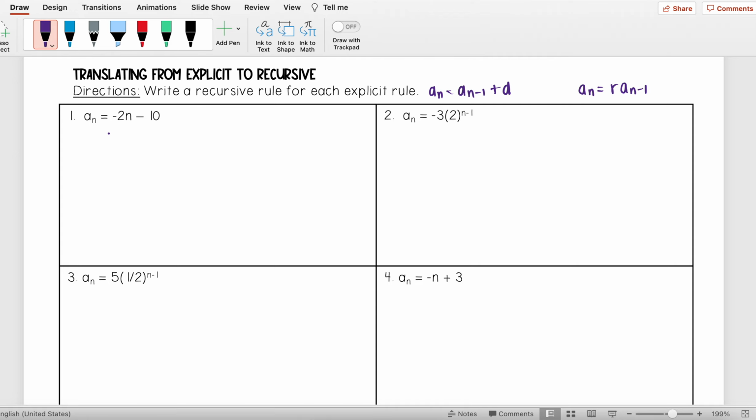So looking at number 1, I have AN is equal to negative 2n minus 10. And so I see that this one is arithmetic, so first I need to find what A1 is, because I know it's going to be the first part of my recursive rule. So to find A1, I just need to plug in 1 for n. And so I have negative 2 times 1 instead of n. So I have negative 2 minus 10. And so I get that A1 is equal to negative 12. So I have the first part of my rule, that A1 is equal to negative 12.